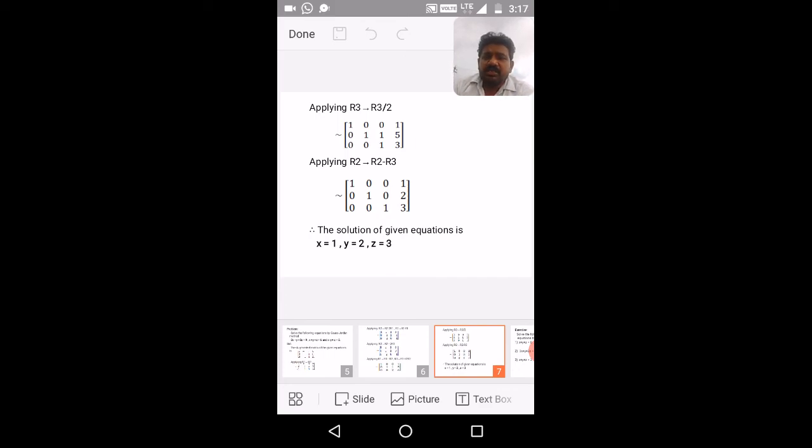this question by using this method. If you have practiced very well, if you complete all questions in your textbooks, I say it is too easy compared to those two methods, Cramer's method or the matrix inversion method.